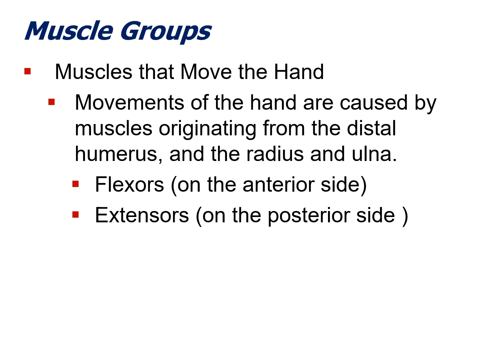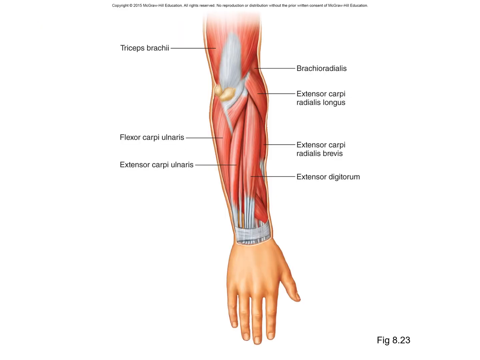The flexors are all muscles on the anterior side of the arm, the forearm, and the extensors are all on the posterior side. And remember, this is an anatomical position. So make sure you remember that. Flexors anterior, extensors posterior. So here's the few.